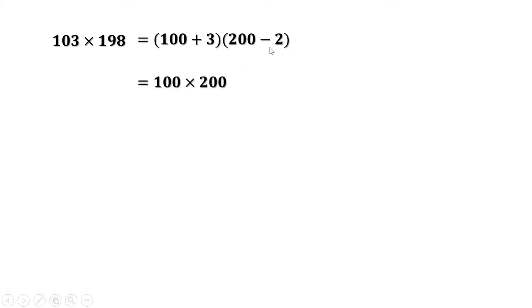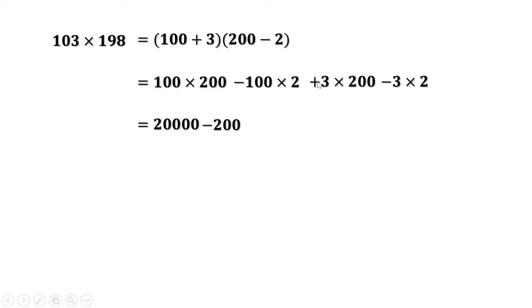103 × 198. 103 is equal to 100 + 3 and 198 is 200 − 2. So this can be written as (100 + 3) × (200 − 2). This is 100 × 200 − 100 × 2 + 3 × 200 − 3 × 2. 100 × 200 is 20,000, minus 100 × 2 is minus 200. 3 × 200 is 600, minus 3 × 2 is minus 6.